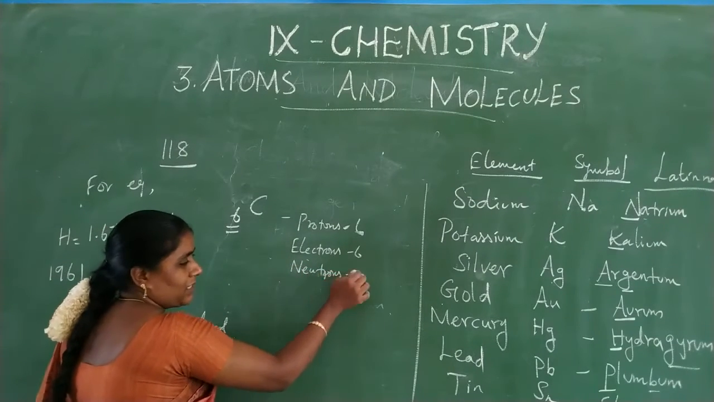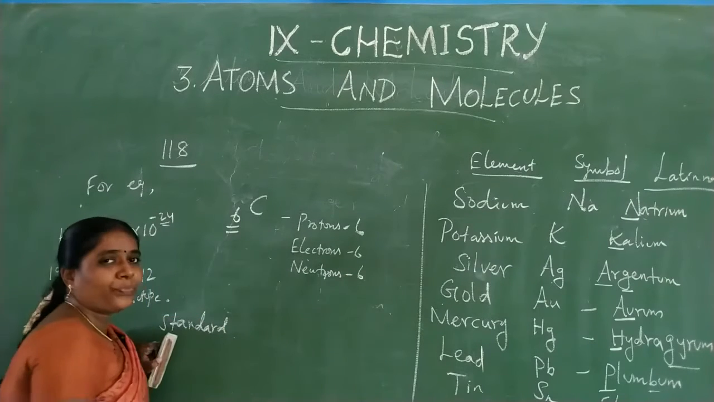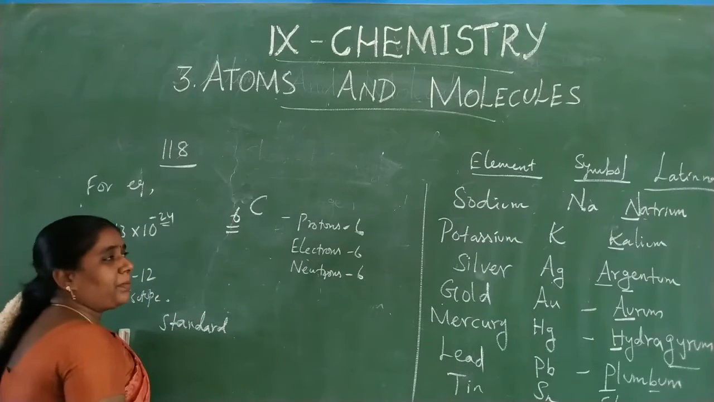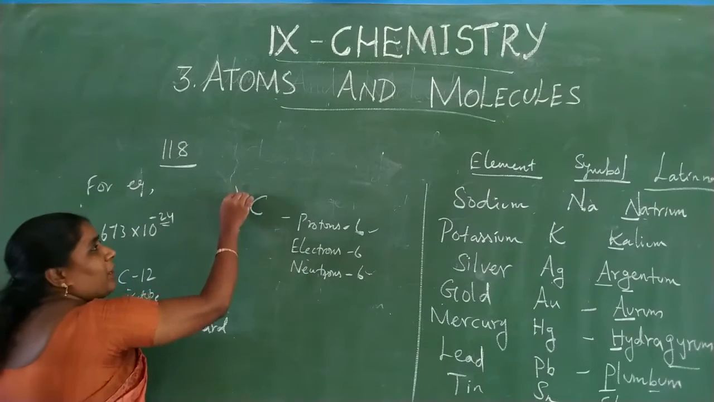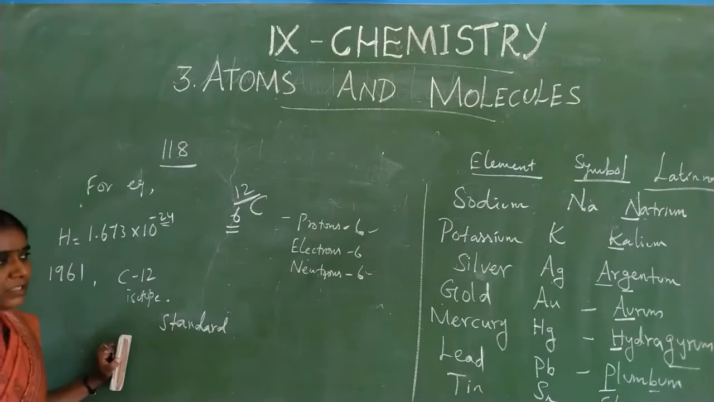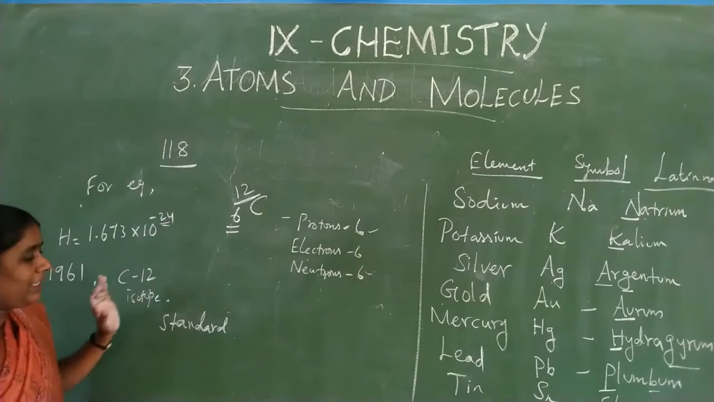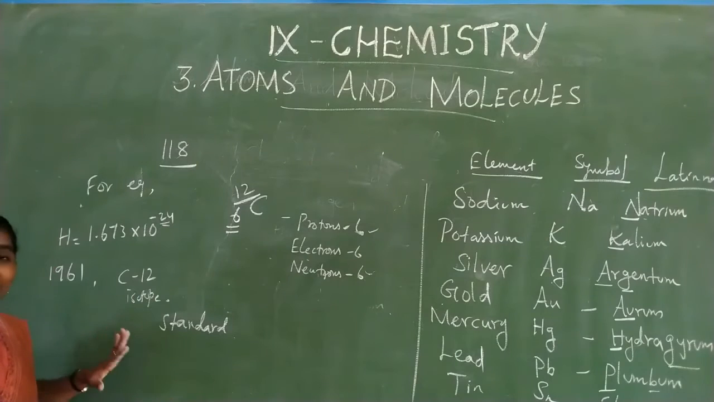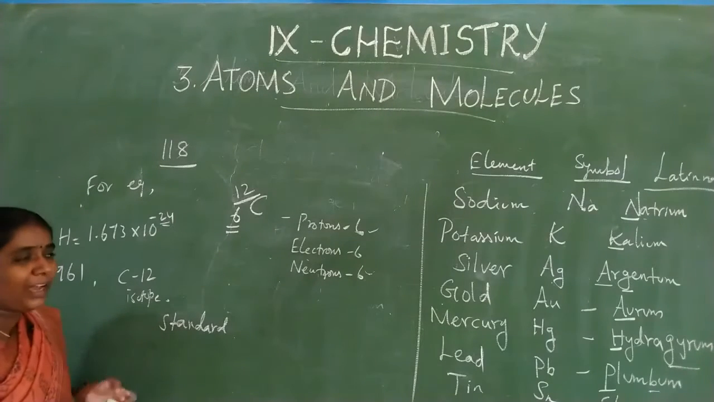About this we will discuss further in this lesson. Listen, so 6. How will you find the mass number? The number of protons plus the number of neutrons is the mass number. So what is the mass number of carbon? It is 12. So this carbon 12 is taken as a standard mass. With the help of this, we can identify the mass of other elements. So how do you take this?